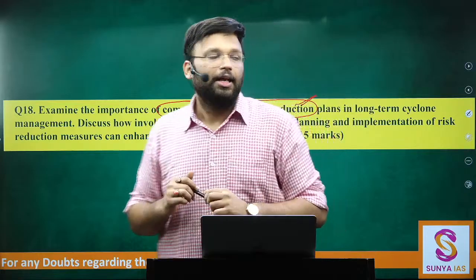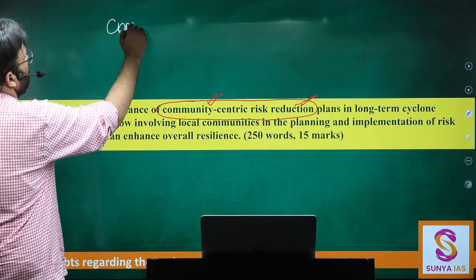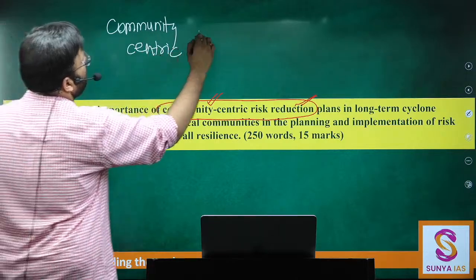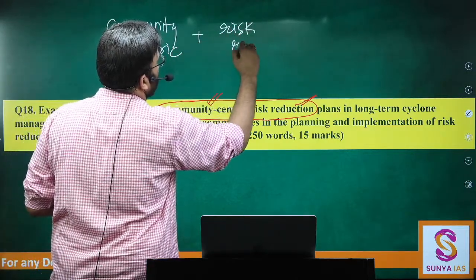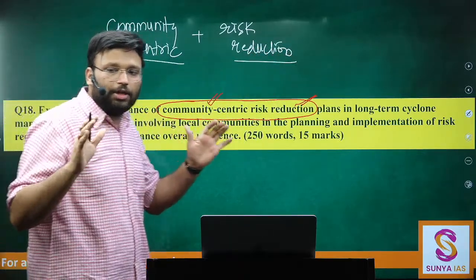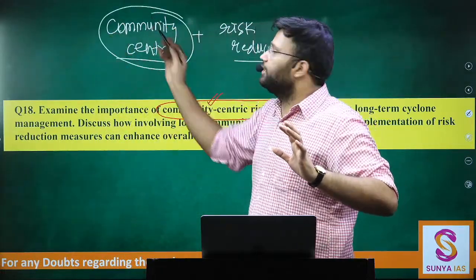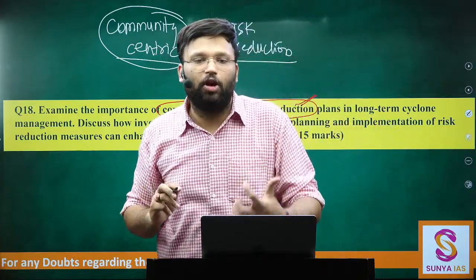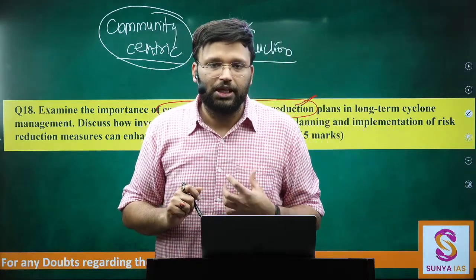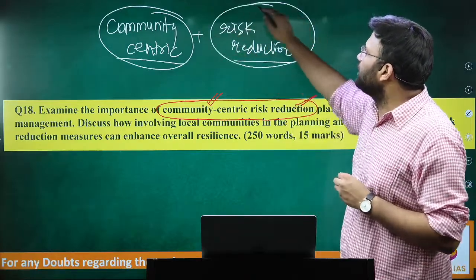Community-centric risk reduction. Here, this keyword of community-centric plus risk reduction, you have to break your keyword into two parts. That is, how community-centric is important: involving the people, involving the communities, involving the NGOs, involving the Panchayati Raj institutions in disaster management is important. And along with that, risk reduction.